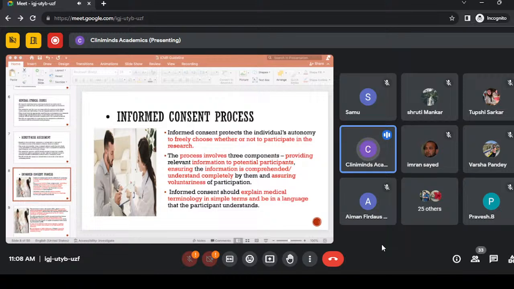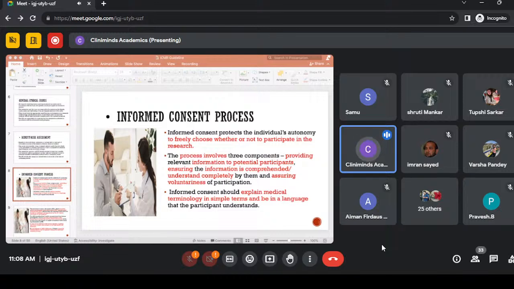Okay, so ample time is given to them, the written document is provided to them, and if they have any queries or concerns, they are always free to raise them with the investigator, and the investigator should answer those queries to their level of satisfaction.